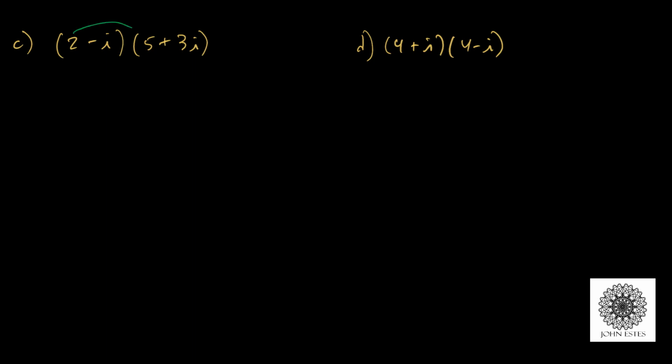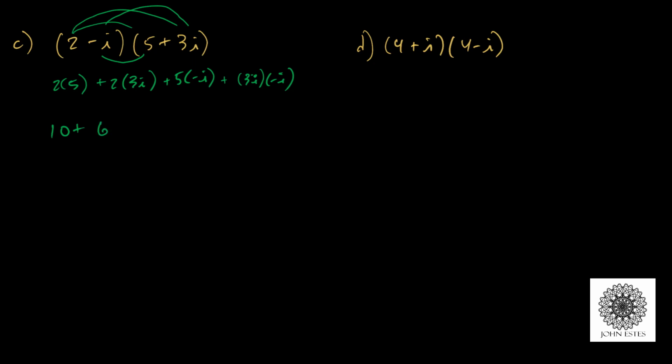First I multiply my first terms, so I have 2 times 5. Then I multiply my outside terms, that's 2 times 3i. My inside terms, I end up with a plus 5 times -i. And lastly, my last two terms, I have 3i times -i. Now when I multiply that out and add it together, I end up with 10 plus 6i minus 5i, and then I end up with minus 3i squared. Okay, so there we did it.